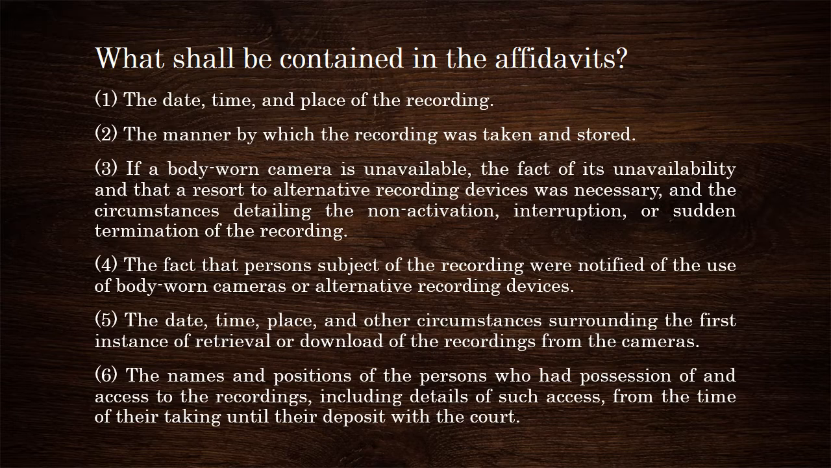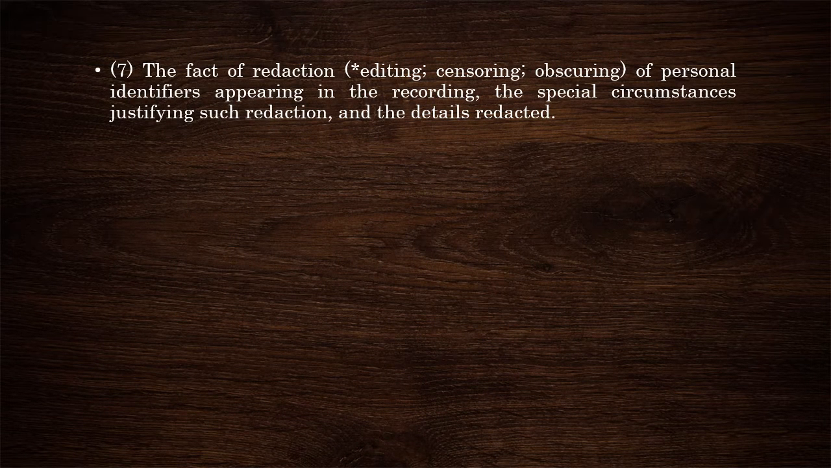Number 6, the names and positions of the persons who had possession of and access to the recordings, including the details of such access from the time of their taking until their deposit with the court. Number 7, the fact of reduction. Reduction means editing, censoring, or obscuring. So, dapat nakalagay sa affidavit yung first 6 na matters na sinabi ko na dun sa previous slide. Tapos ito, dapat nakastate din sa affidavit kung meron bang reduction na ginawa, no? Editing, censoring, or obscuring, reduction of personal identifiers appearing in the recording.